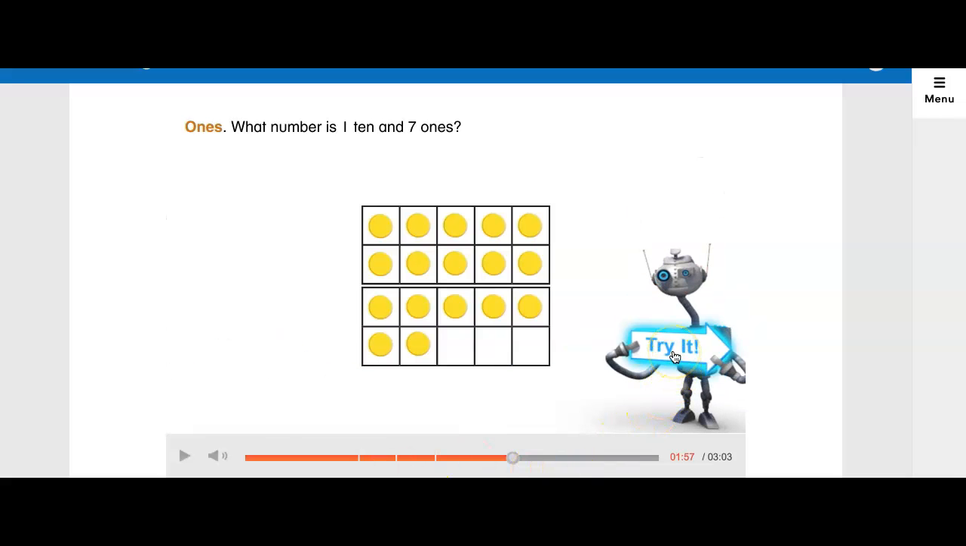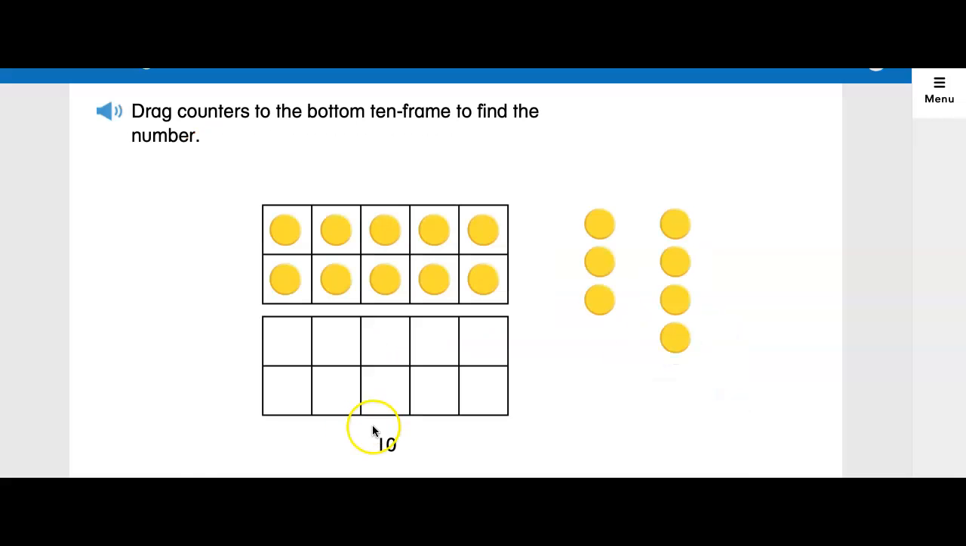Let's try it. Drag the counters to the bottom 10 frame to find the number. We have the top 10 frame completely full, so we know this is equal to 10, which shows the number 10 below. If I move a counter to the bottom 10 frame, watch how the number changes. I added one more, so the number increased by 1. If I add another, it increases by 1.